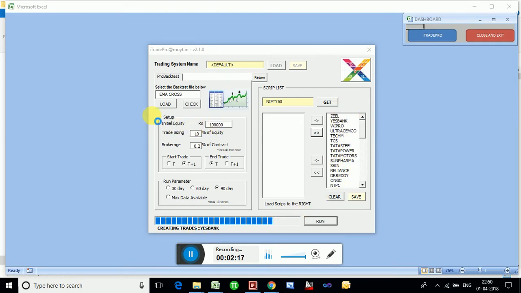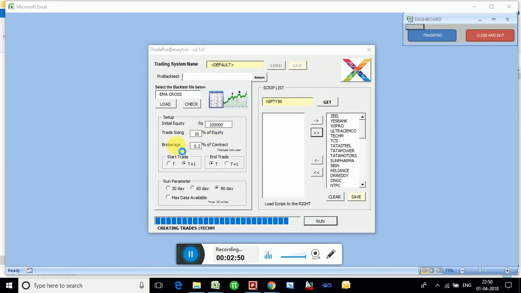So let's just discuss what these parameters are. As you can see, in the initial setup, I need to define what my initial equity, initial capital, would be. So here I've taken 1 lakh. You can customize this as per your requirement. And trade sizing is 10% of the equity. What this means is that I want not more than 10,000, 10% of 1 lakh, to be invested in one trade. So based on that, the number of contracts and the profitability is tested.